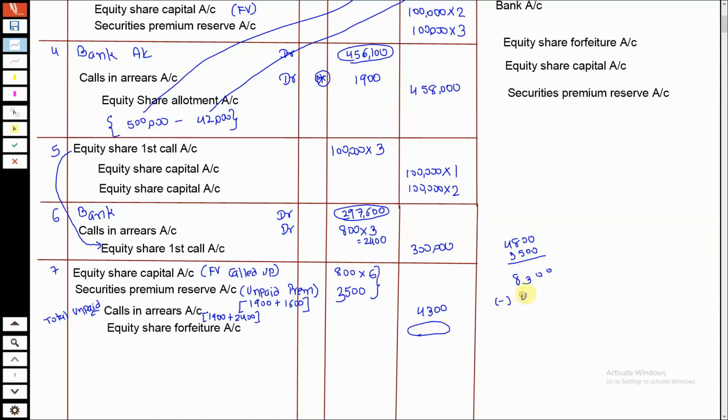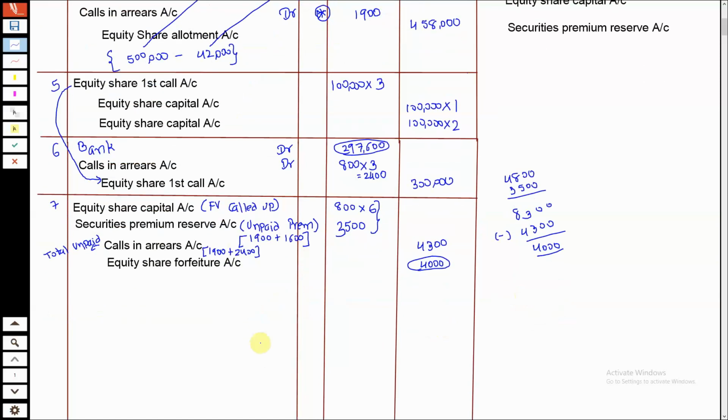and minus 4300. So this will give you 4000. So I'm writing here 4000. Okay, so it means ये बहुत important amount है, that I will tell you why it is important. So you can take balancing figure, and how to confirm that also I will tell you, okay, later. So let us first complete the question.